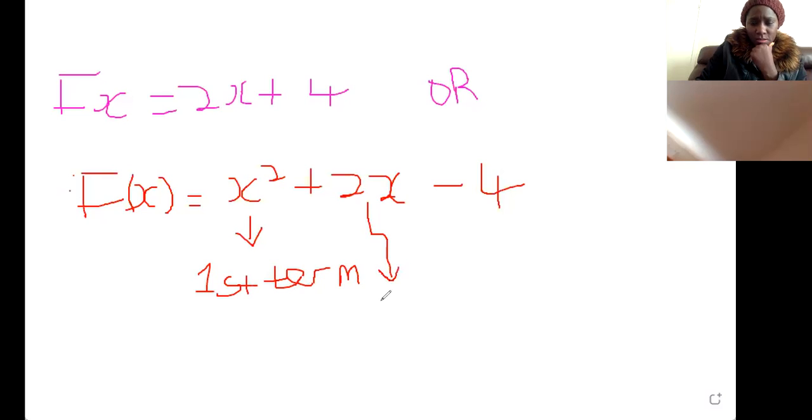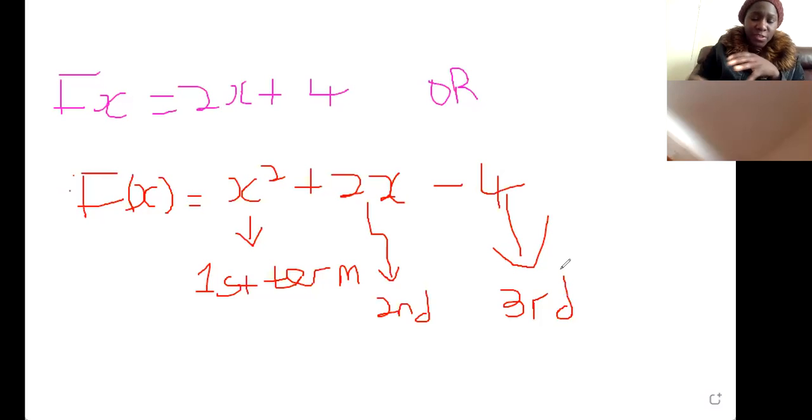Your second term. So write it down. And what's the third one, which is your constant? Your third term. So that's your third term. So I'm going to show you what a coefficient is. I know we've not done algebra, you've done that in school, but this is revision.